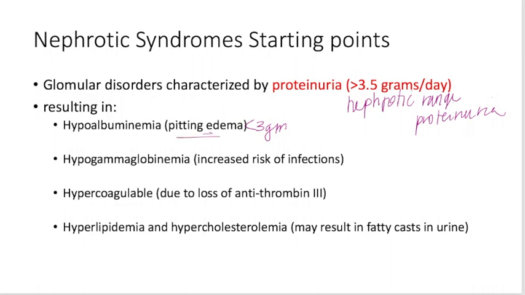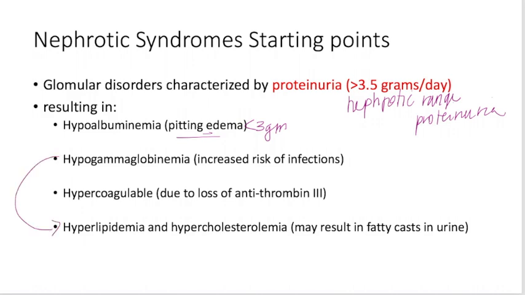We will have evidence of hypogammaglobulinemia, which will put the patients at risk for infection. There may be a loss of antithrombin 3, which would lead to a hypercoagulable state, and hyperlipidemia and hypercholesterolemia, which is going to result in fatty casts in the urine. The genesis of the hyperlipidemia is obscure, but they believe the hypoalbuminemia triggers increased synthesis of lipoproteins. So this kind of impacts that.